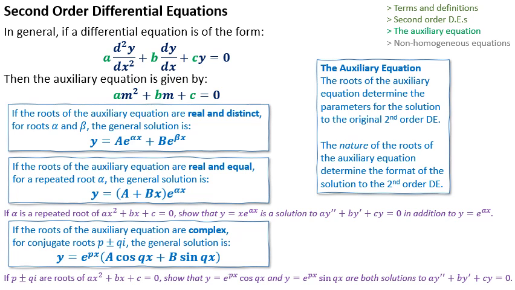However, all you need to be able to do in an examination for this is to identify which of the three formats you need, whether it's real and distinct roots, real equal roots, so repeated root we might call it, or whether we're dealing with complex conjugate roots. And in each case, select the appropriate format and put the correct value for alpha or alpha and beta, or for p and q, into that format.